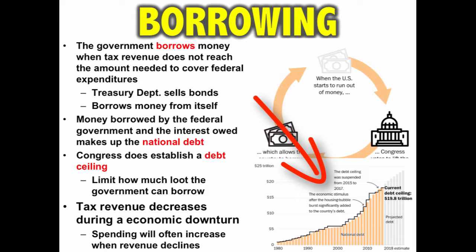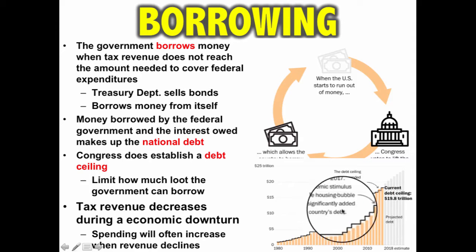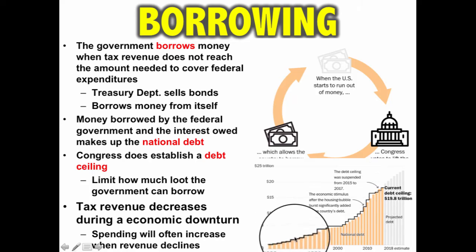Oftentimes during economic downturns, the government will spend money to try to stimulate the economy or bail out important industries. So during these periods of economic downturn, the debt will frequently increase. And you can see that debt ceiling and the national debt escalating ever since the 1980s.